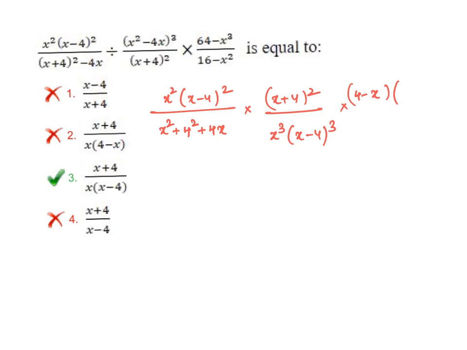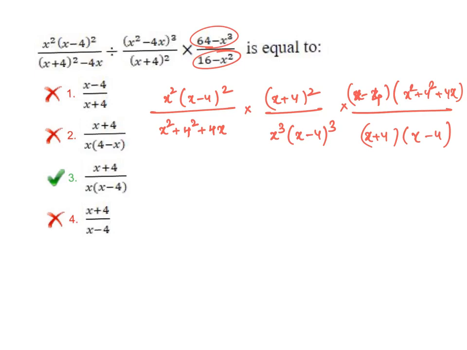and or else you can take it as minus minus common, so that this becomes x minus 4, x square plus 4 square plus 4x by (x plus 4) into (x minus 4). Now cancel all the things that you can cancel off.